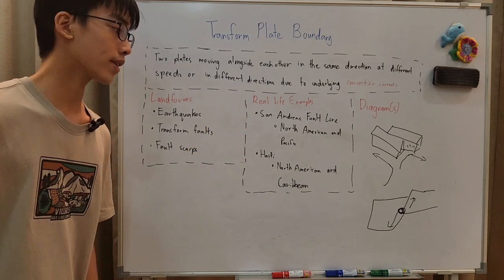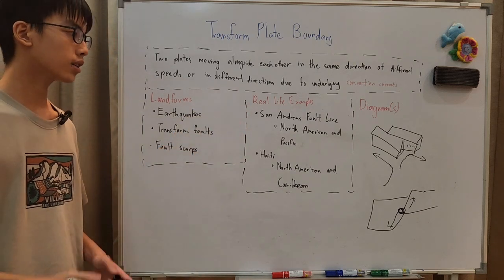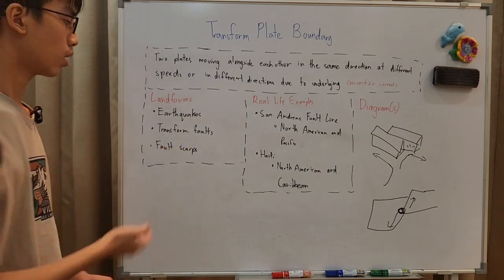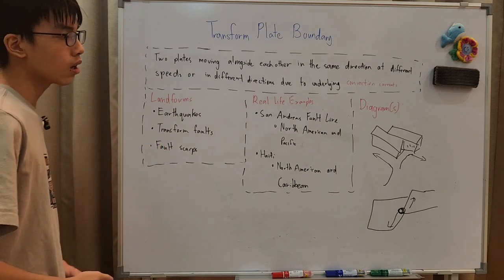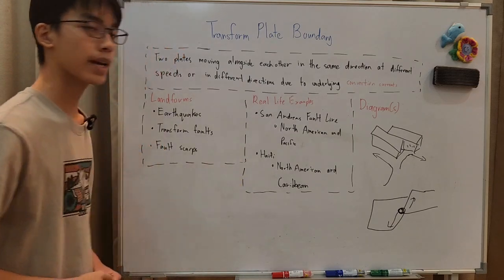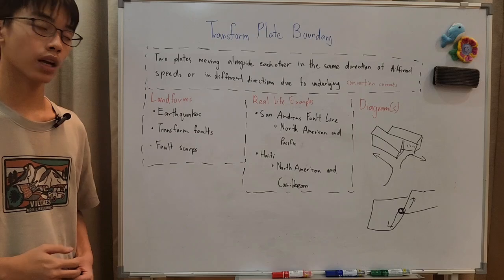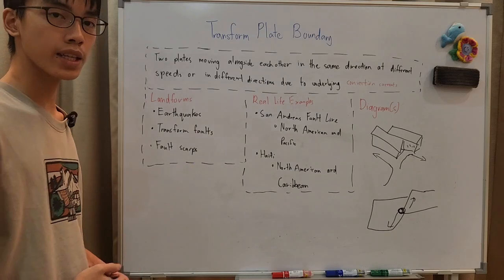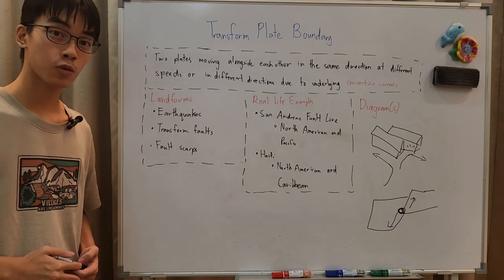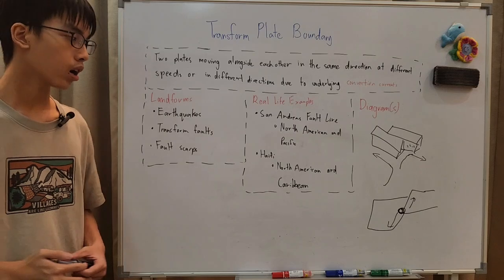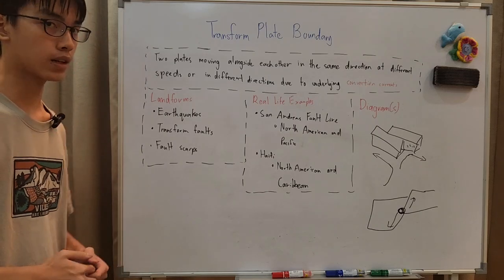So we can move on to our real life examples. The San Andreas fault line is a good example of a major fault scarp or transform fault. The North American plate and the Pacific plate are moving in different directions. And Haiti was struck with an earthquake in 2010, really devastating because of the movements of the North American and Caribbean plates.